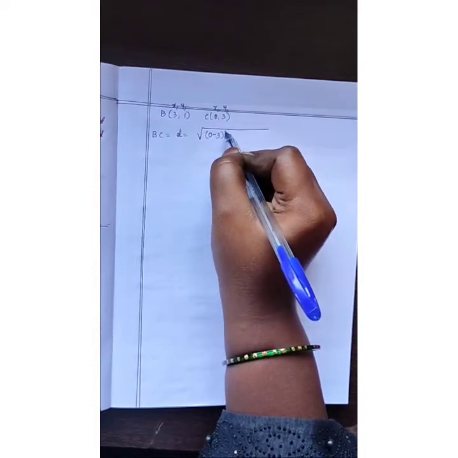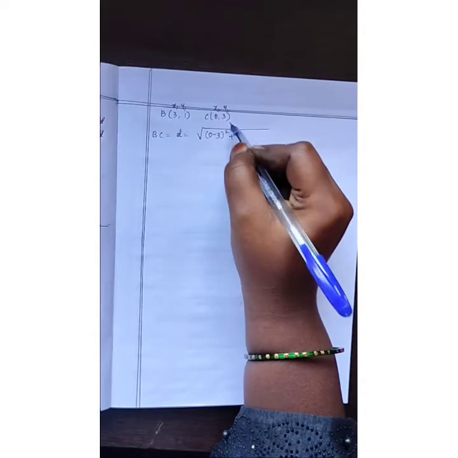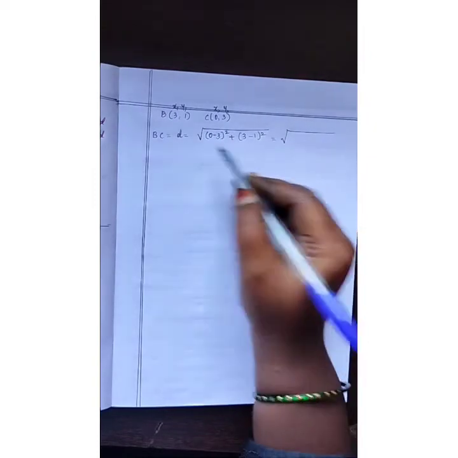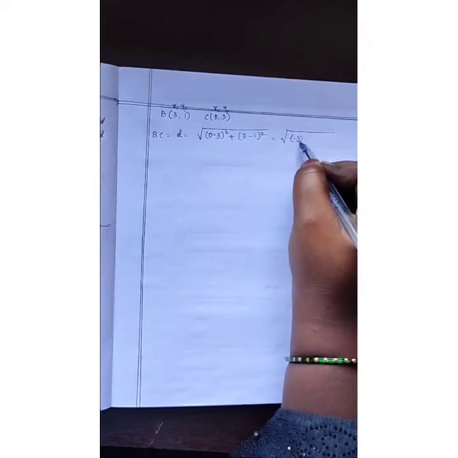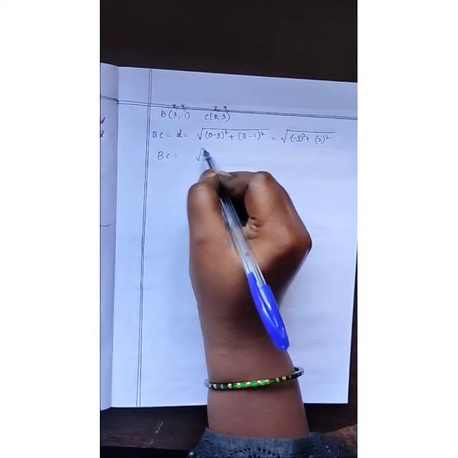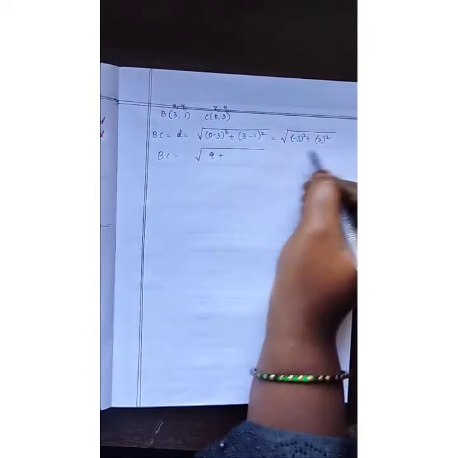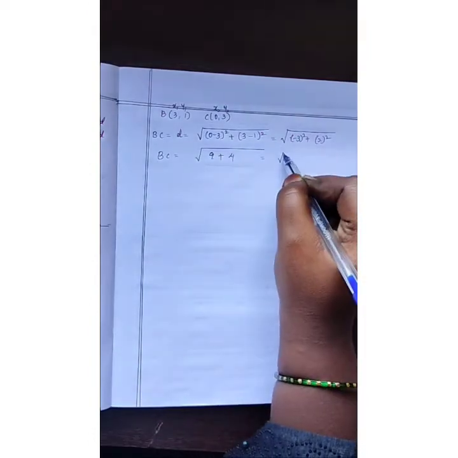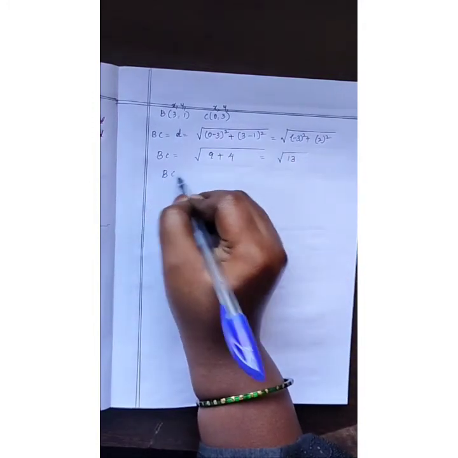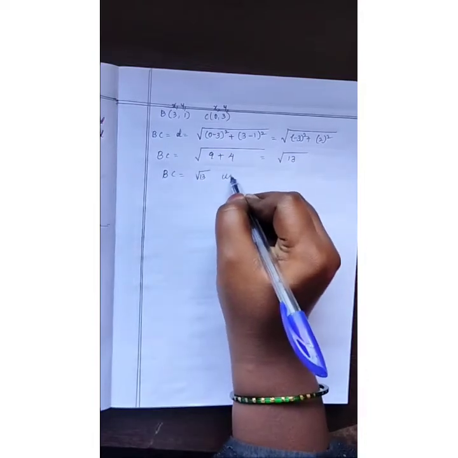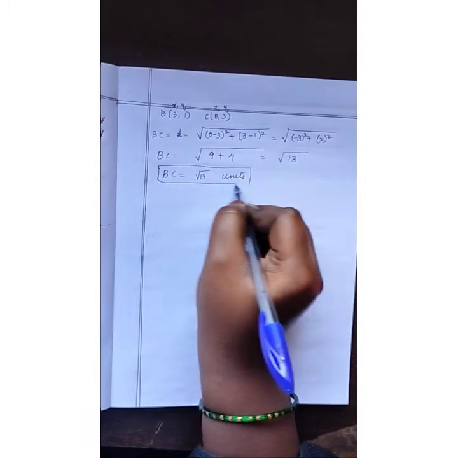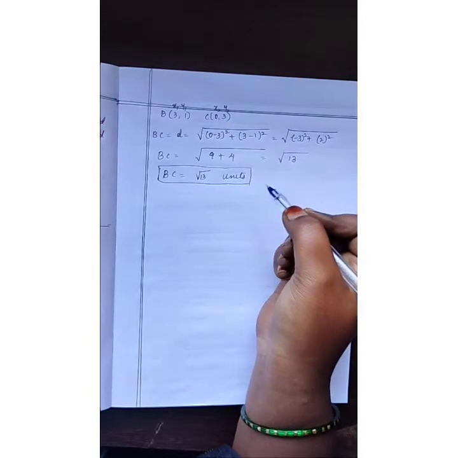This minus is related to the formula. x1 value is 3. Next, y2 value is 3, y1 value is 1, whole square. Then 0 minus 3, how much will you get? Minus 3 whole square. 3 minus 1, 2 square. Then BC equal to root of 3 square value 9, 2 square value 4. 9 plus 4, how much will you get? 13. Then BC equal to root 13 units. So AB equal to 2 root 13 and BC equal to root 13 units.